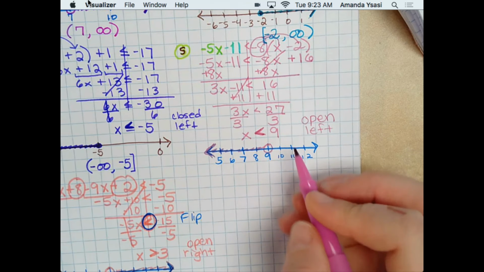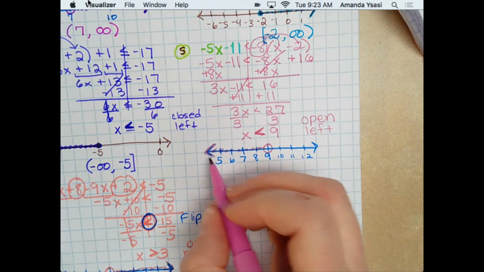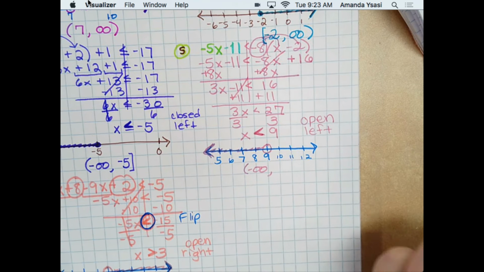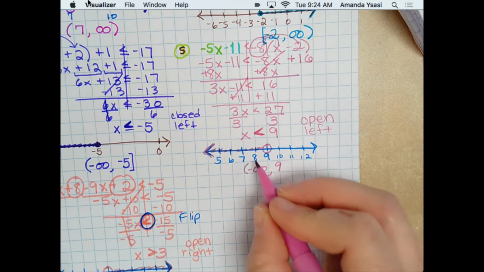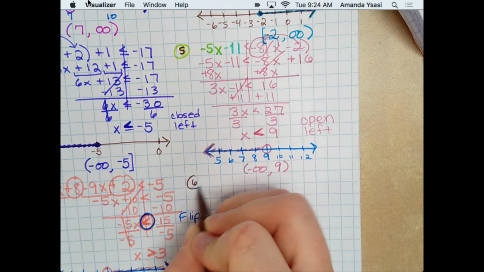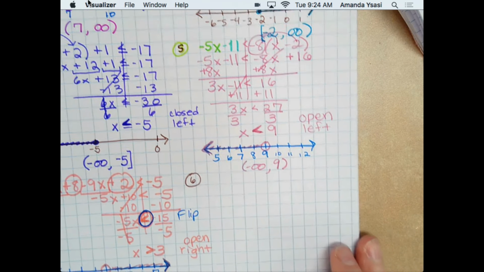So then it would be, what's the least amount it could be? Yeah, negative infinity. What's the most it could be? 9, and parentheses. Okay, last one on this page.